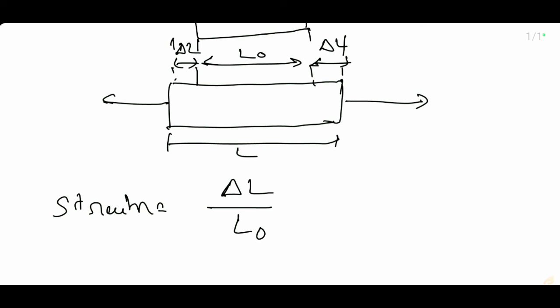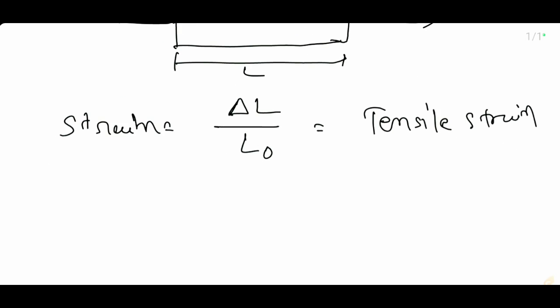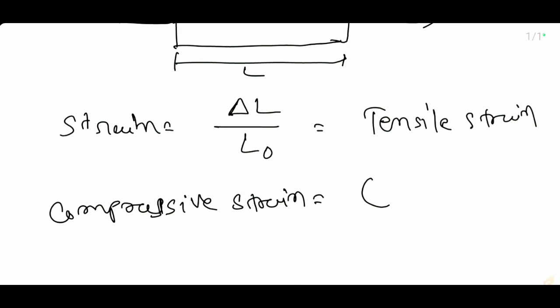For this case it is a tensile strain. If the component tends to compress, then it is a compressive strain, which is negative: minus delta L divided by L0. This is the conventional or engineering strain. Here we divide the elongation by the original length, not the actual length. And it is the same for shear strain.